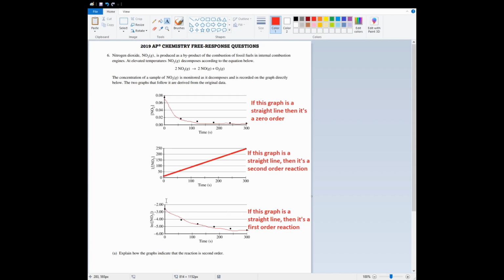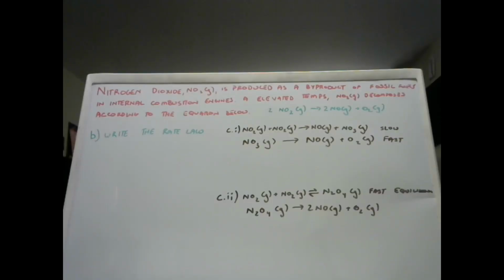So the explanation here, explain how the graphs indicate the reaction is second order: of all the graphs, the only graph that produces a straight line is time versus 1 over the concentration, which tells you it is a second order reaction. Done. End of story. Now for B and C, we have to get a little more nitty gritty.